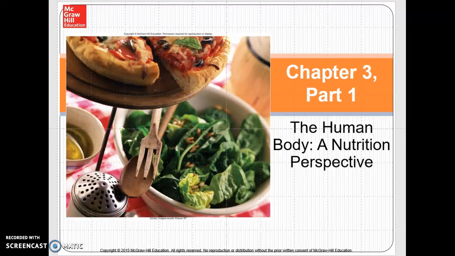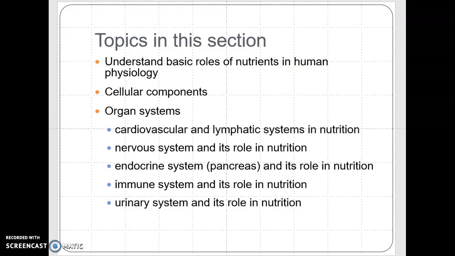Okay guys, we're on chapter 3, part 1. There's just 2 parts to this chapter. Just to introduce you to the chapter, we're going to look at the physiology. This is more of a biology, the next 3 chapters of nutrients.